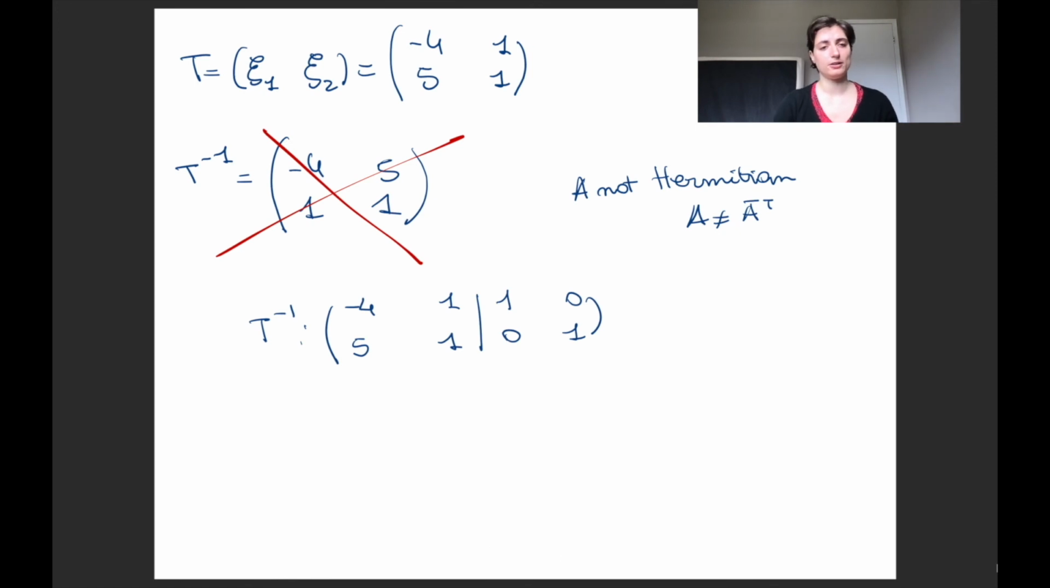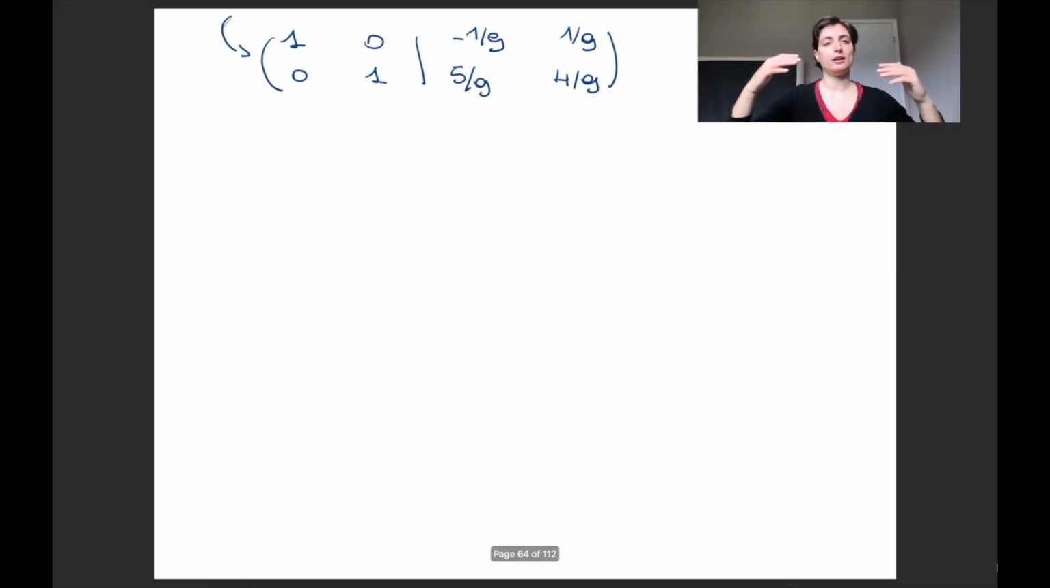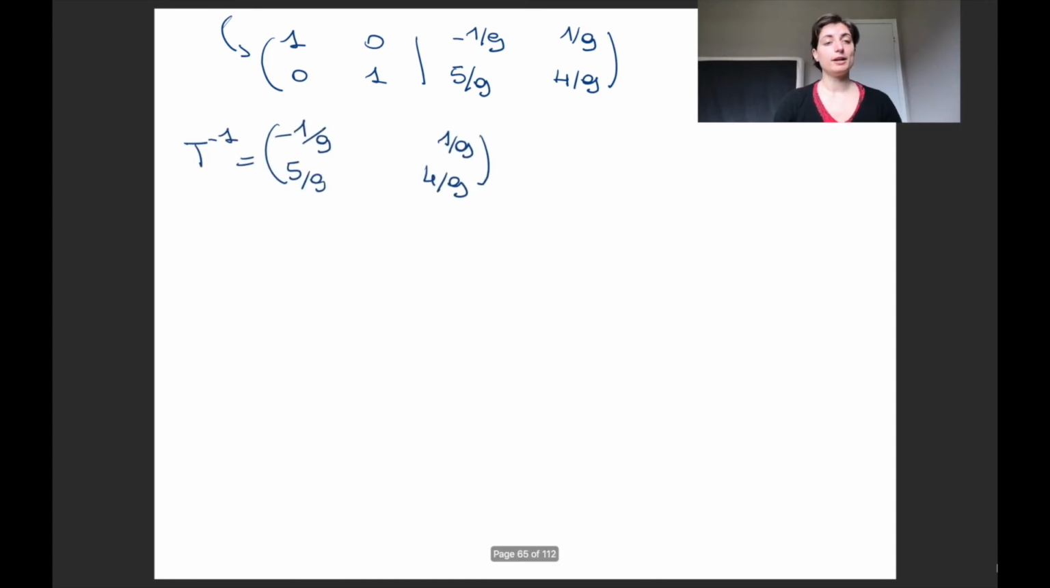So in order to compute T to the -1, we have to write T and the identity and transform it until we have the identity on the left. So we have the T that is -4, 1, 5, 1, and we want to get to 1, 0, 0, 1. My first step was subtracting the second line from the first line, then rescaling the first line such that the first element is 1 and not -9, so dividing the first line by -9, and now subtracting 5 times the first line from the second line. So now we have the inverse of T, -1/9, 1/9, 5/9, 4/9.